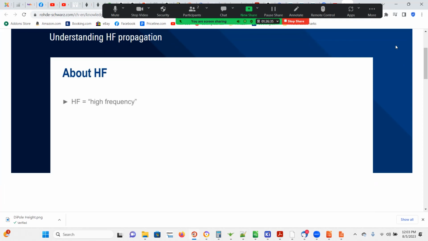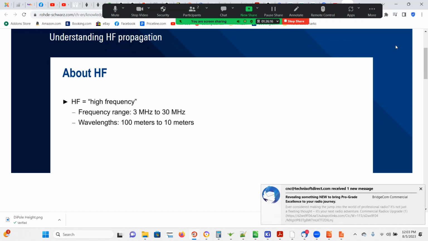HF stands for high frequency and is usually used to refer to frequencies in the range of 3 MHz to 30 MHz, although in many cases the practical definition of HF can be extended down as low as 1.5 MHz. This corresponds to wavelengths in the range of about 100 meters to about 10 meters. You'll sometimes also hear HF referred to, albeit somewhat imprecisely, as shortwave.